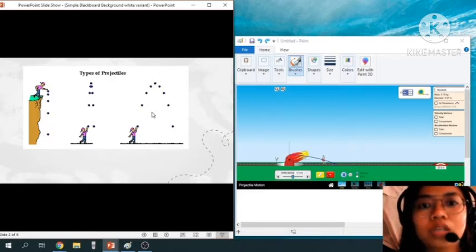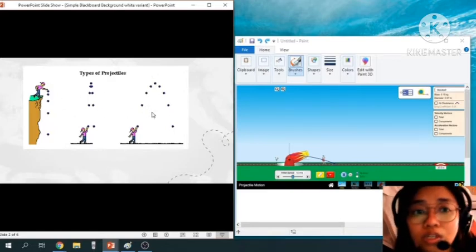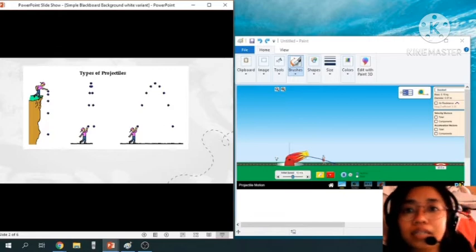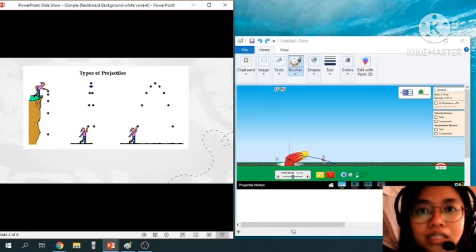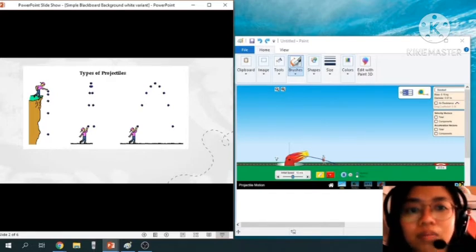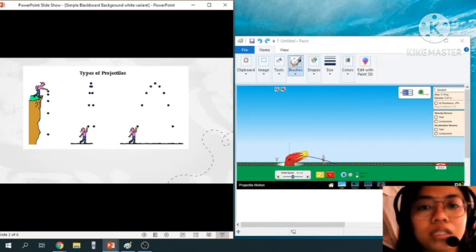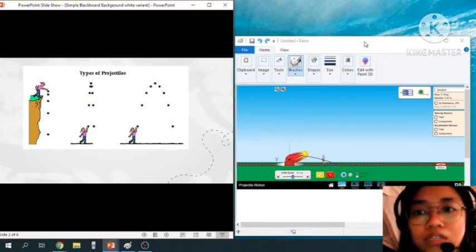So unlike in rectilinear motion, which is also under kinematics. In kinematics we have two types of motion: the rectilinear, and the circular or curvilinear motion. Projectile is under circular or curvilinear motion because it acts on gravity. So it is like free fall, most likely free fall.